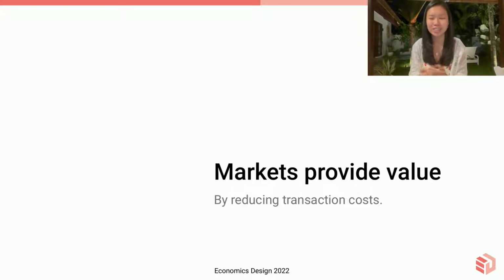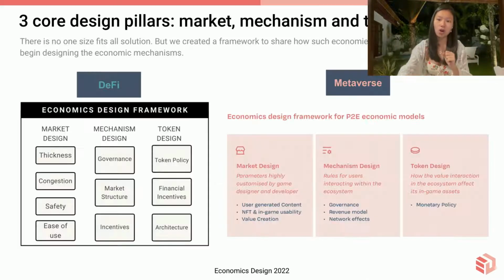So how do we do that? How can we even get started? It sounds like a very big project. Great question. That's what we want to talk about. We want to talk about the design framework, or the economics framework, to design the metaverse. This is the starting point of how you can design your economy. We always start with 3 core design pillars: market design, mechanism design, and token design. And why do we start with a framework? Why do we start with pillars?